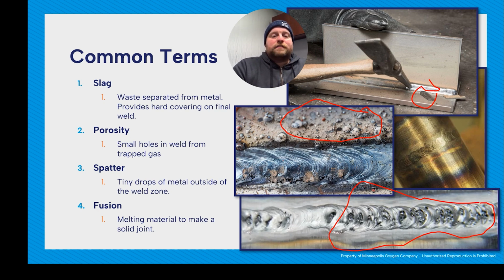And then fusion, that's melting material to make a solid joint. So in our last photo here, where that joint is in the middle, that's where we have our fusion. Fusion's a big deal. I would say fusion and penetration are two things you really have to understand when it comes to your welding, because that's what's going to make sure you have that good quality, structural, high strength joint you're going for.